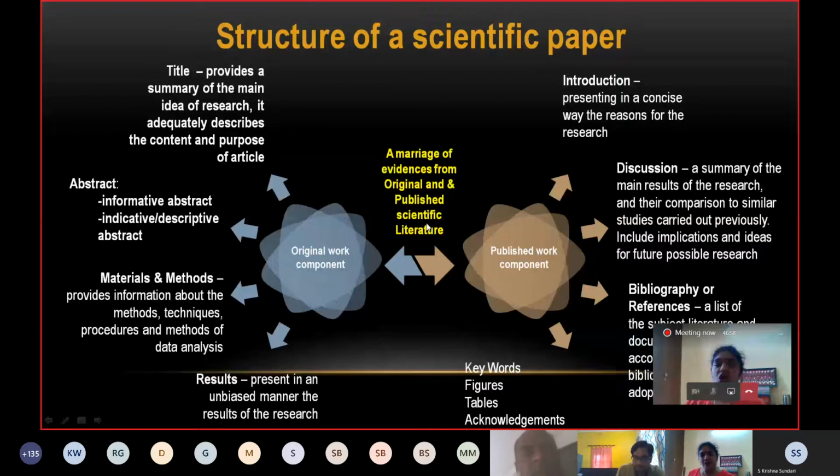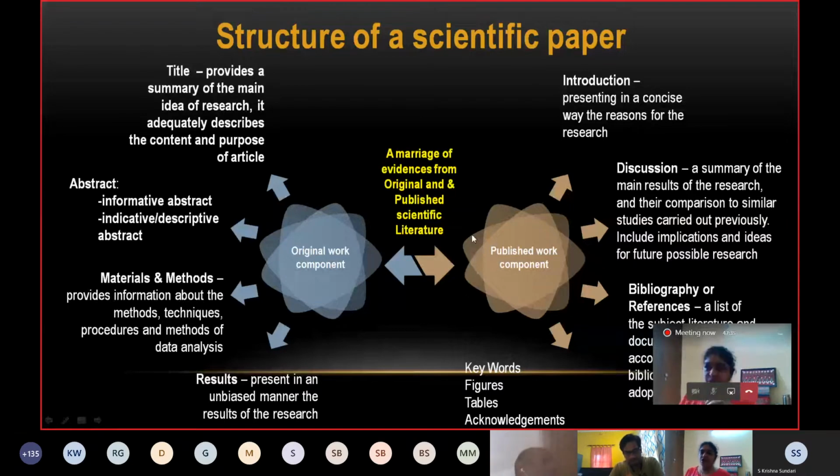Only when you have a balance of these two things, like the wheels of a cart, then only can you make a convincing scientific publication. If not, then you are not going to make a very convincing publication. Now, what are these two wheels that are going to hold this cart of marriage? One is the original component of your work, and the other is the published work, which you are going to utilize for reference purposes.